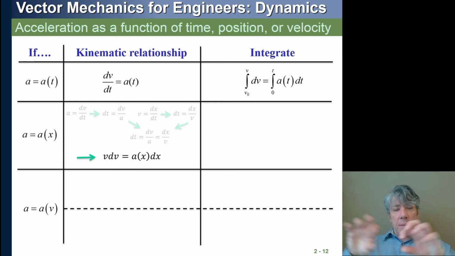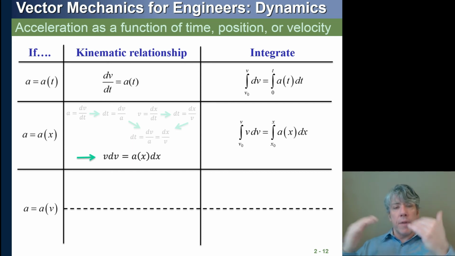Now we've already separated out the variables, so we can just put integral signs on the front of each of these and realize that what we need to do is integrate from the initial to the final states: on the left hand side from the initial to final velocity, and on the right hand side from the initial to final position. So that's the equation we would use if we find a problem where acceleration is a function of position.